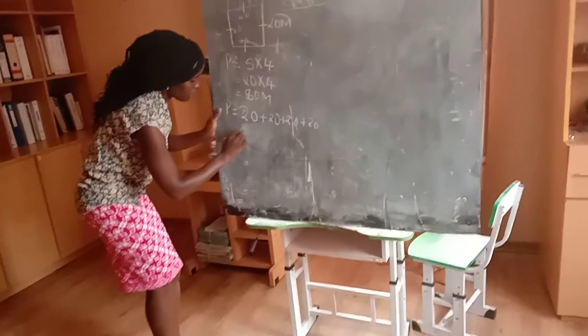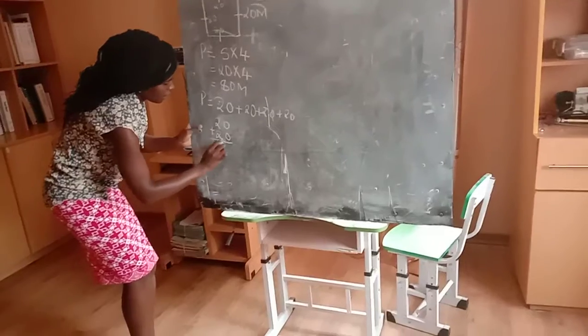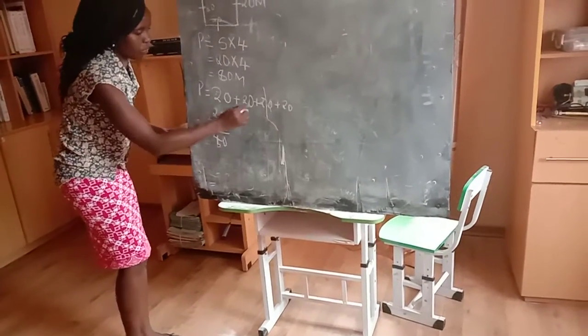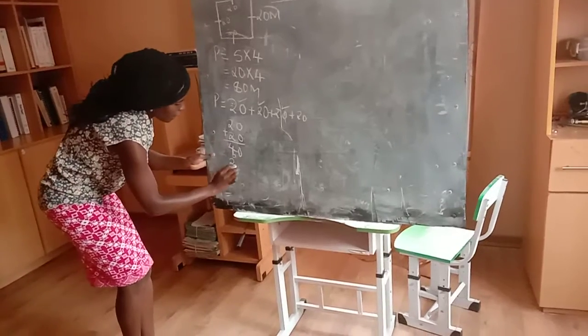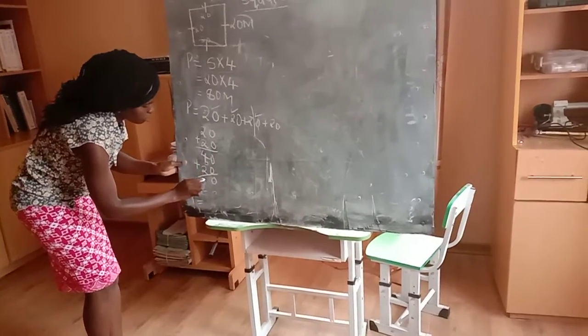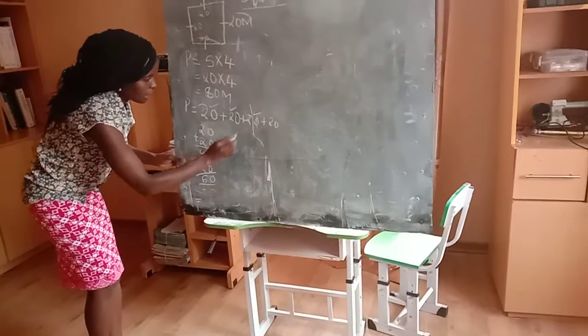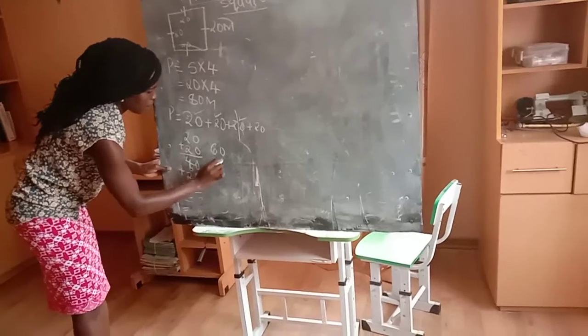So I'll come and put them down. 20 plus 20, I get 40. You add the other one. I've added 2. I take the third one. I have added 3. Remember there are 4 sides. You add the 20.